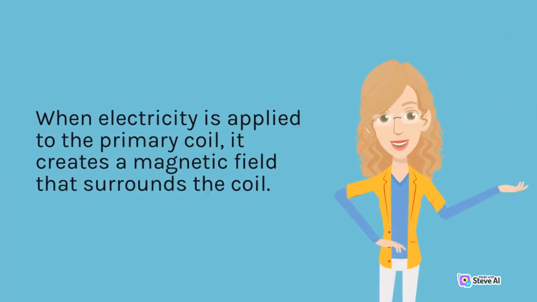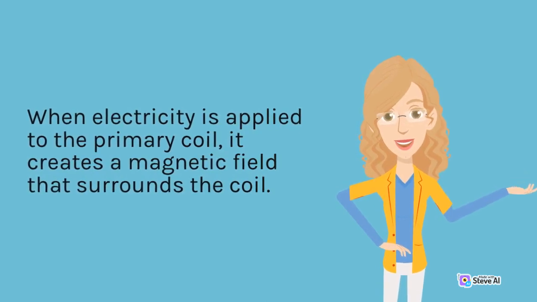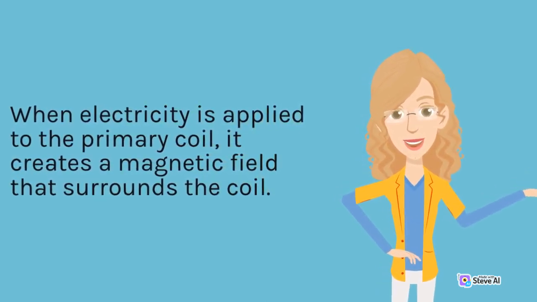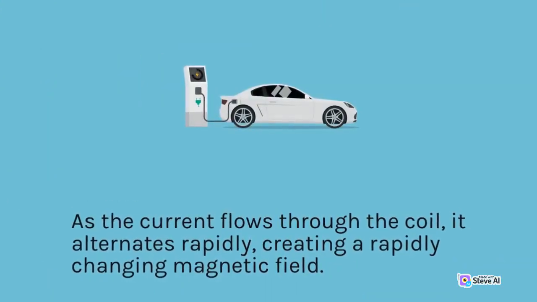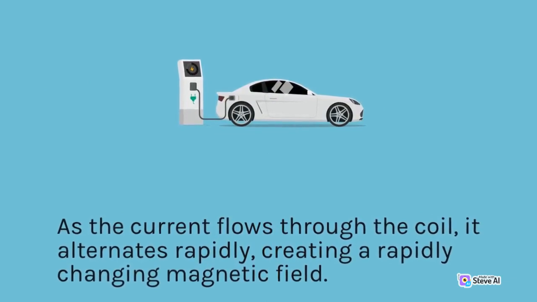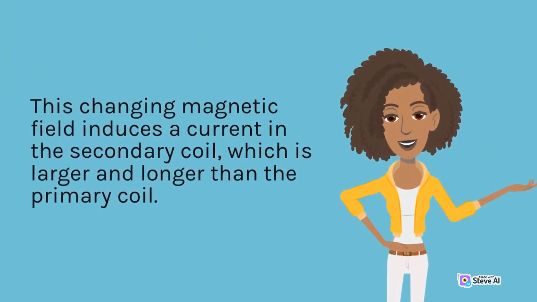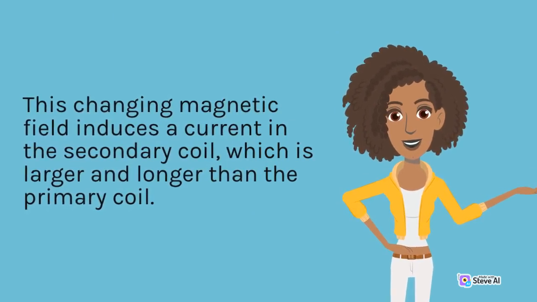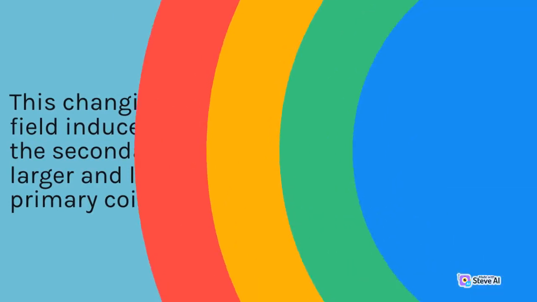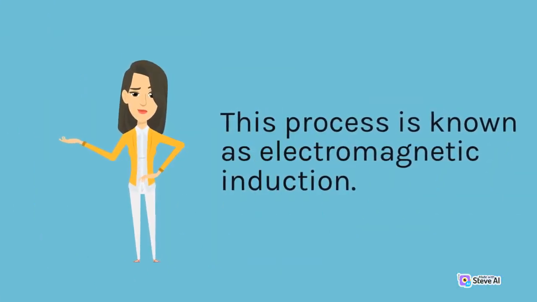When electricity is applied to the primary coil, it creates a magnetic field that surrounds the coil. As the current flows through the coil, it alternates rapidly, creating a rapidly changing magnetic field. This changing magnetic field induces a current in the secondary coil, which is larger and longer than the primary coil. This process is known as electromagnetic induction.